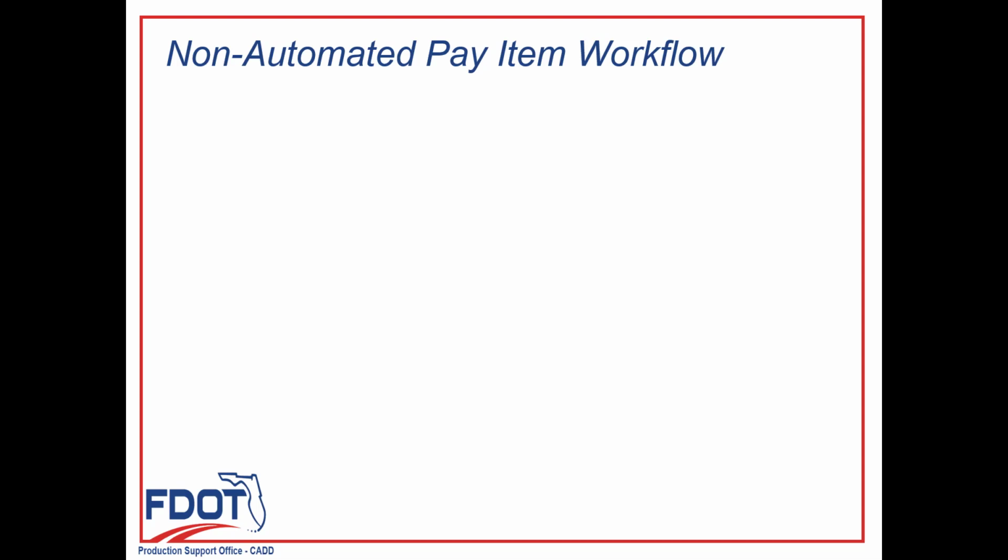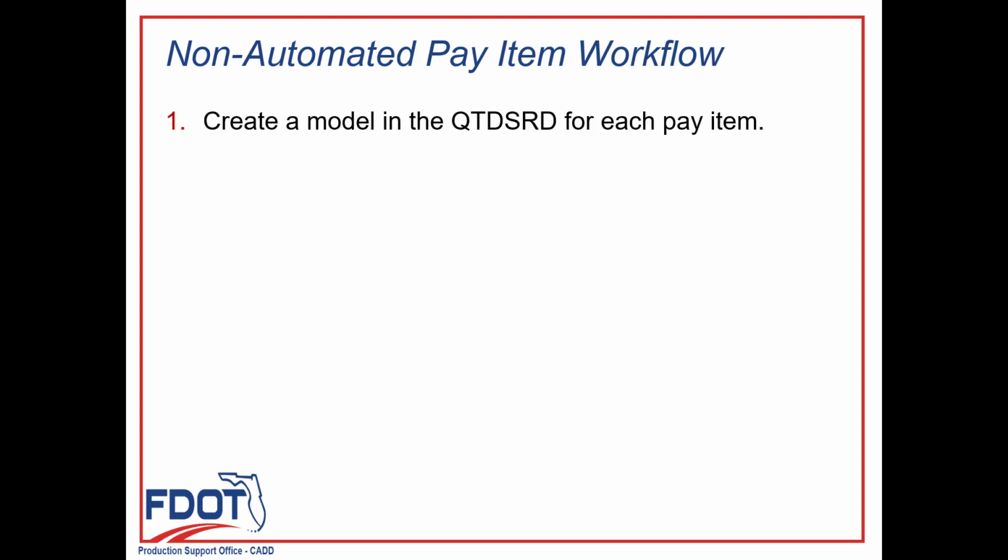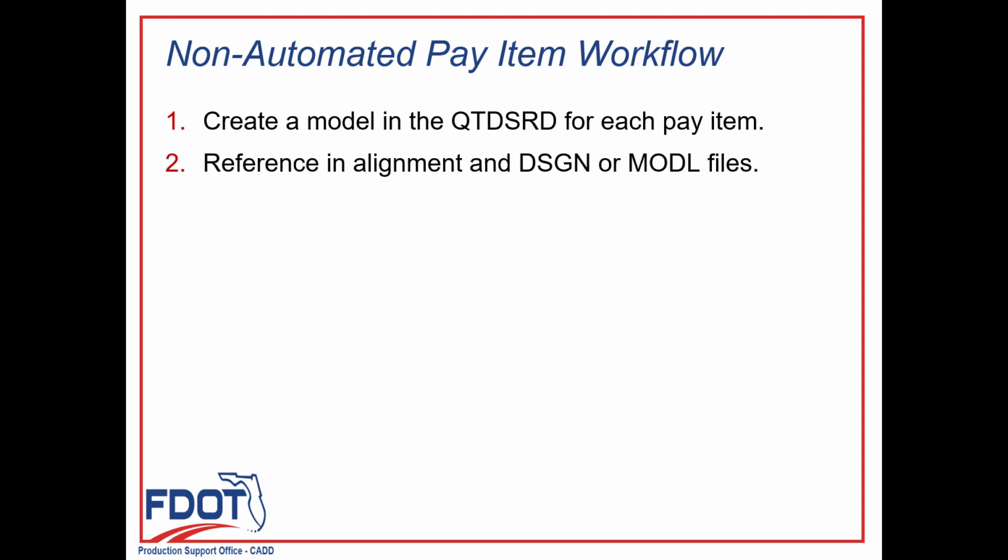I'll start out by saying if you use this process, make sure to be careful not to overwrite any other quantity reports and make sure to thoroughly document how your quantities were generated. Part of that documentation is giving each non-automated pay item its own model in the QTD-SRD file. Even for the 3D meshes, you can copy those into a quantity shapefile as a 3D model. As for any other pay item in the QTD-SRD, we'll reference in the alignment and any other files we need to copy in the lines, cells, meshes, or to help create quantity shapes for this pay item model.